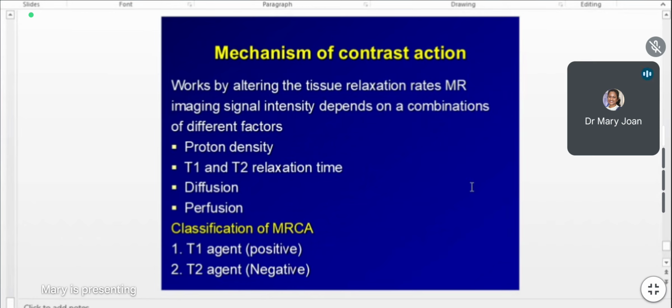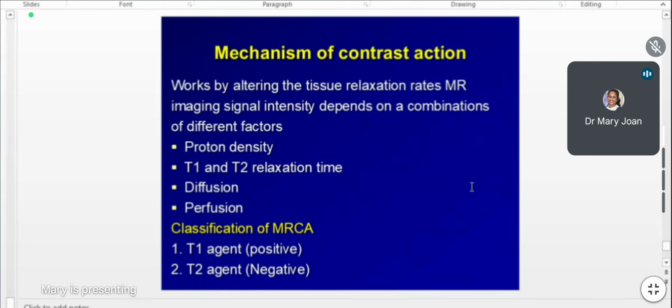The mechanism of contrast action is that it works by altering the tissue relaxation rates. MR imaging signal intensity depends on a combination of different factors. So we have seen this: proton density, T1 and T2 relaxation time, diffusion, perfusion. These things can be altered to get more information where there are fewer differences.